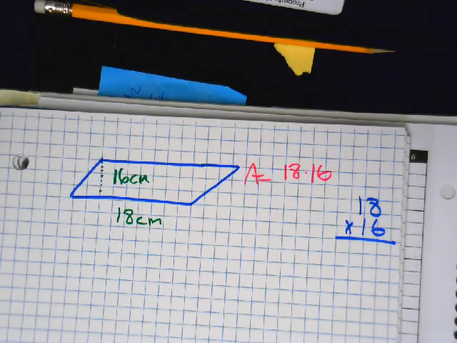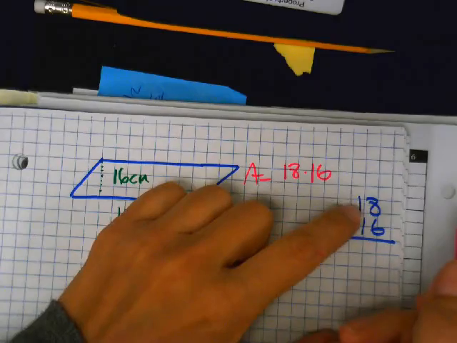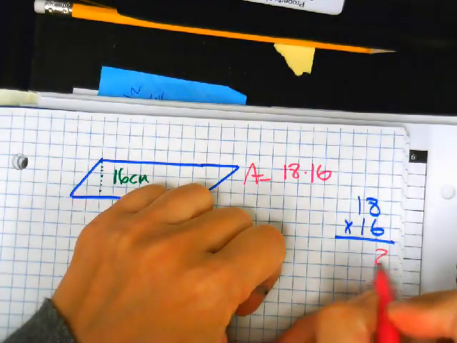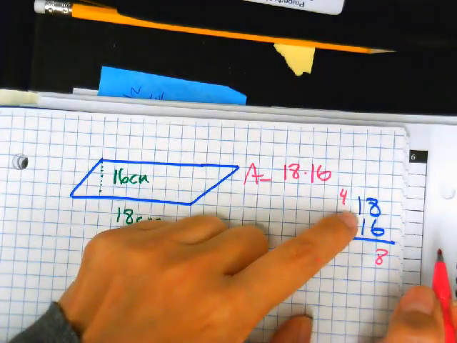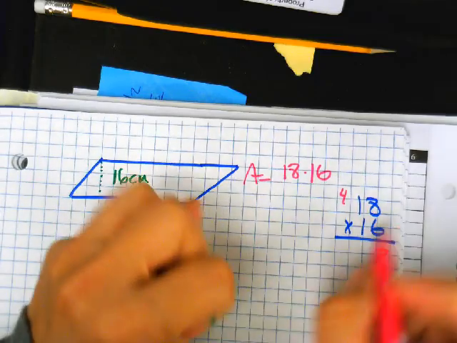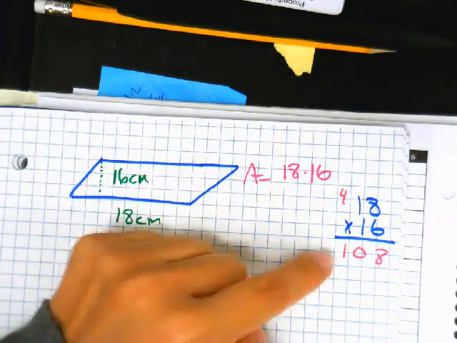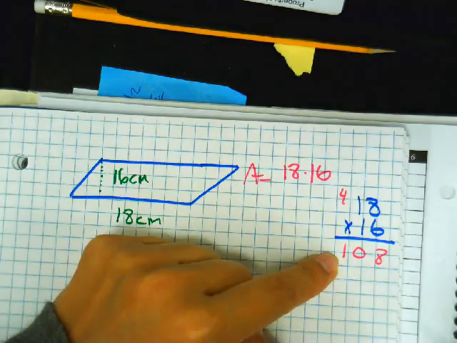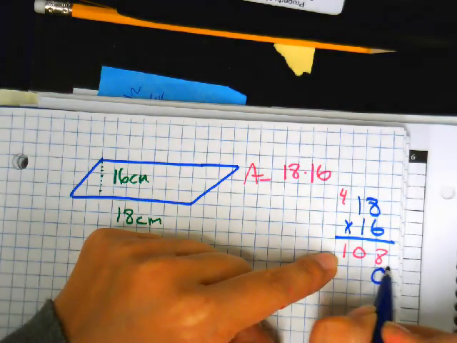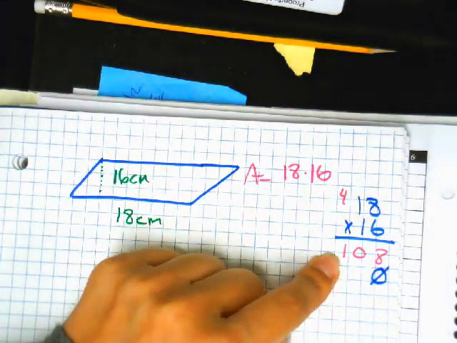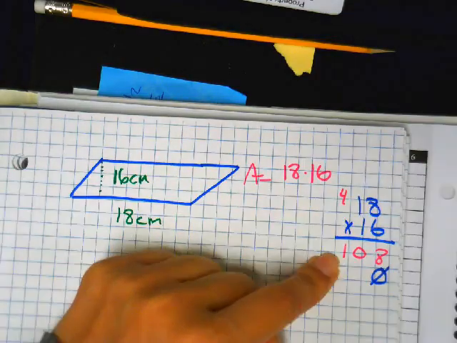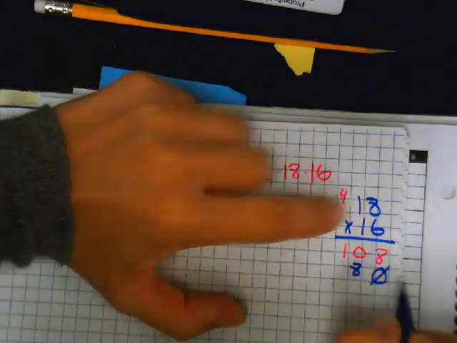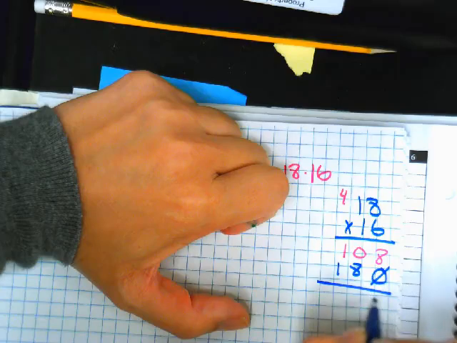Okay, you should have gotten an answer of 288. If you did not, here it is. 8 times 6 is 48, carry the 4. 6 times 1 is 6, plus 4 is 10. So your first line should be 108. Check your work. Then you add the 0. I like to cross it out because it's not mathematically there, it's just a placeholder. Then 1 times 8, 8. 1 times 1, 1. 8, 8, 2.